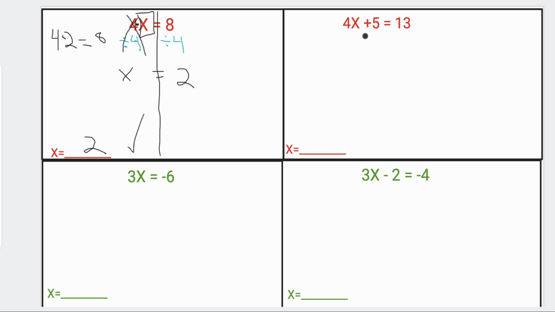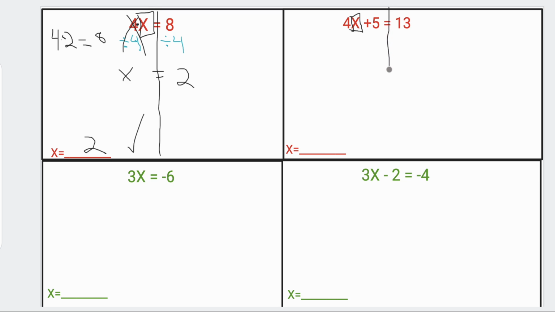For the next one, this time we have two things going on. I'm going to put a box around the x. Two things are happening here. The first thing that is happening is that x is being multiplied by 4. The second thing that is happening is x is being added to 5.